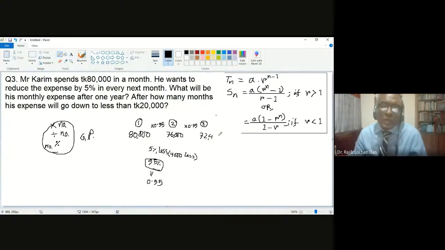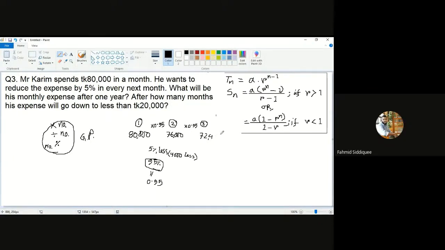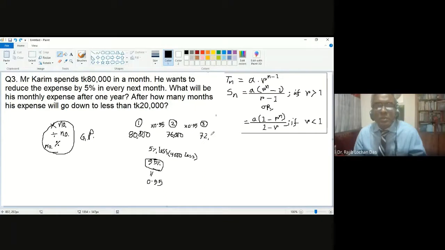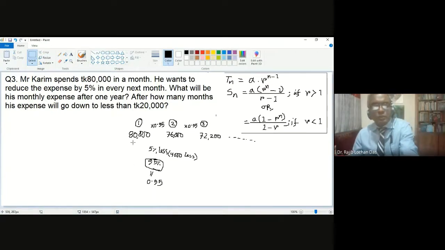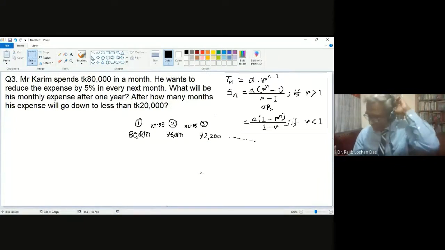Only one answer would be correct. Sir, 200. Okay, so 200. Check it again. There will be one correct answer only. Not both answers will be correct. Check it again. Is this 72,200? Yes, sir. So 5% less means multiply by 0.95. This is the important thing.